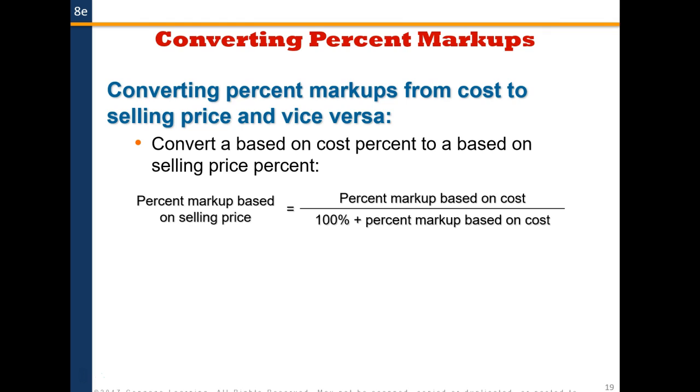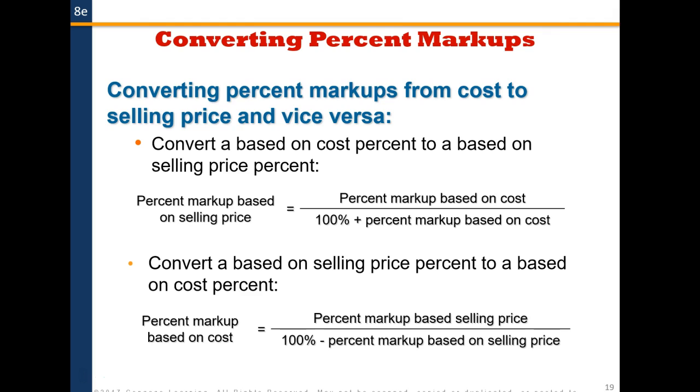Let's take a look at converting percent markups from cost to selling price. So we need to convert based on cost percent to a based on selling price percent. And they've given us an equation here. So percent markup based on selling price equals the percent markup based on cost divided by 100% plus the percent markup based on cost. And then here is if you want to convert based on selling price percent to a based on cost percent.